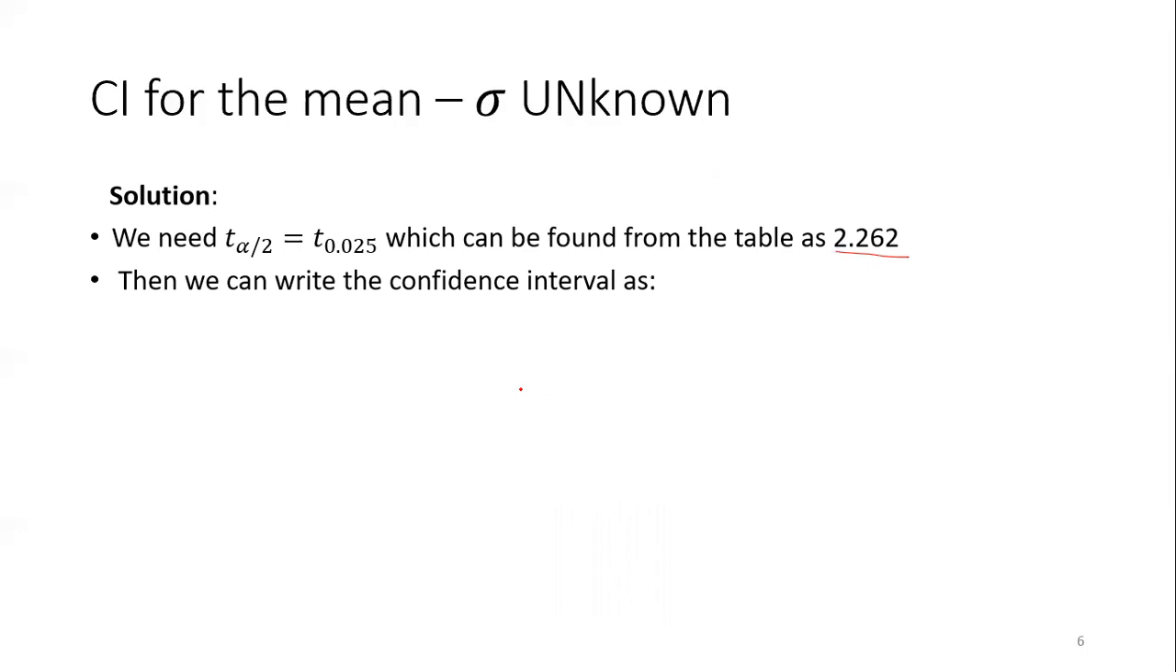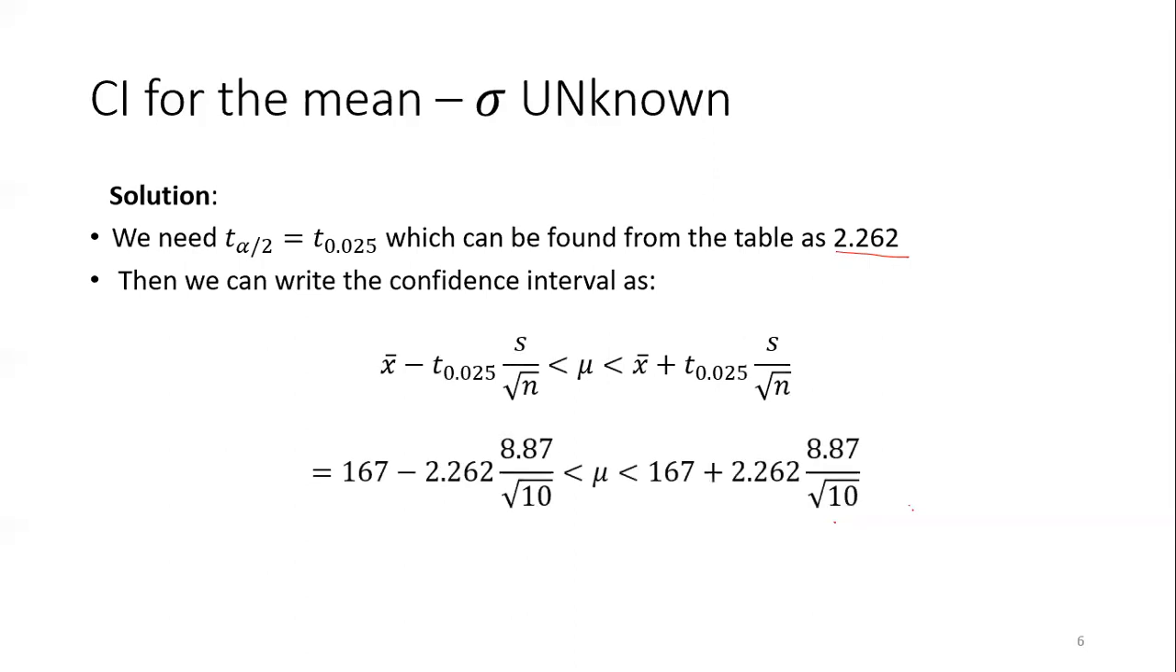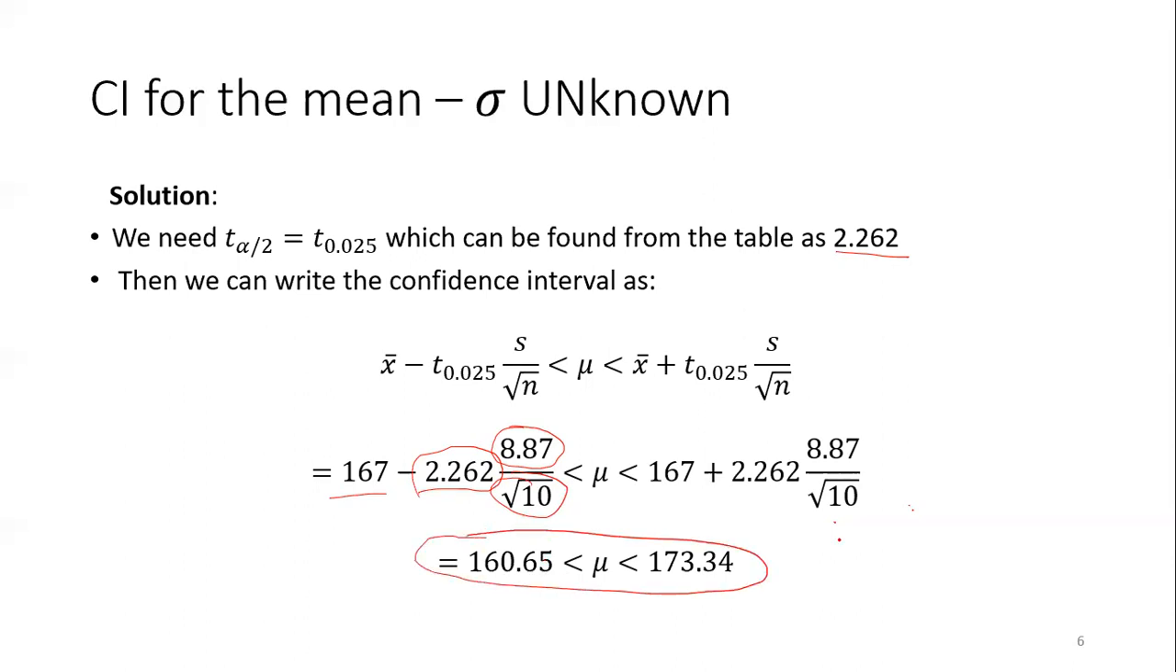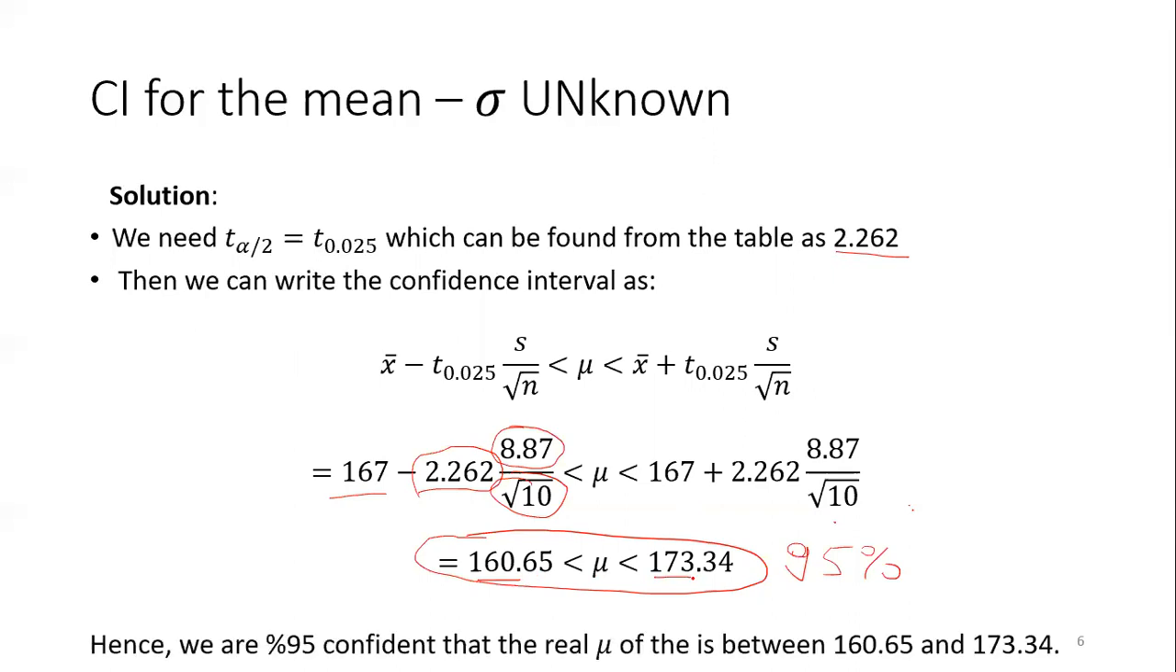And hence the confidence interval is, so just plug in the values. I have x bar as 167. This is my t value. This is the s value, the sample standard deviation, divided by the square root of n, which is root 10. If you just plug in the values, it turns out that the unknown parameter mu, I am 95% sure that it's between 160 almost, let's say the exact result, 160.65 and 173.34. Okay?